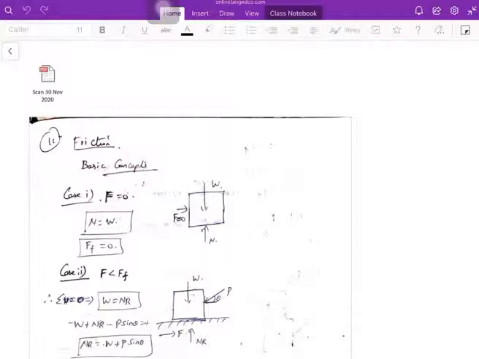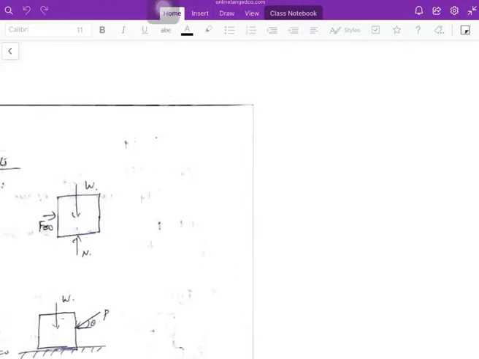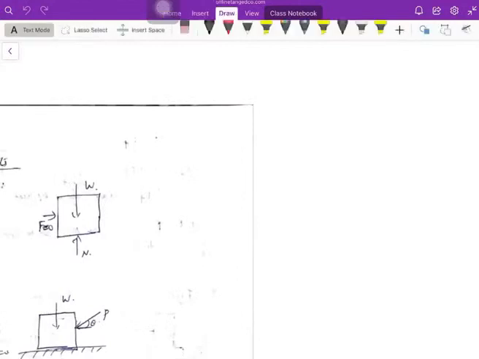What we are going to cover today is friction and force analysis. Already in the previous class, I have given you a brief introduction to friction problems. For example, let me take a block, something like this.